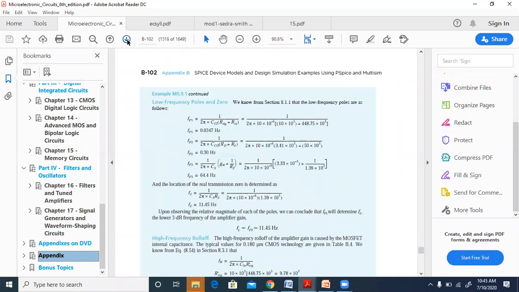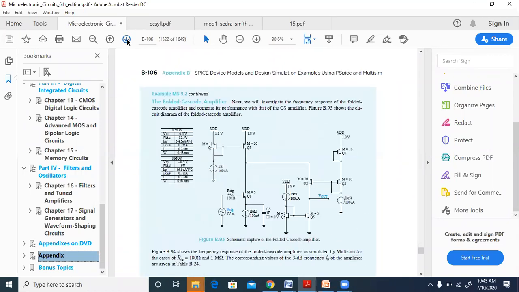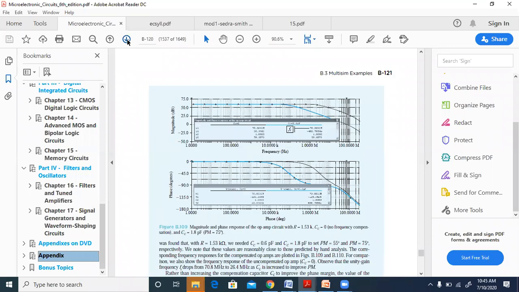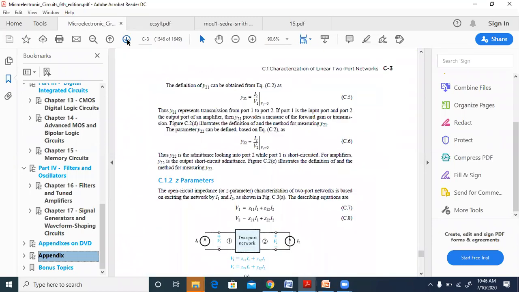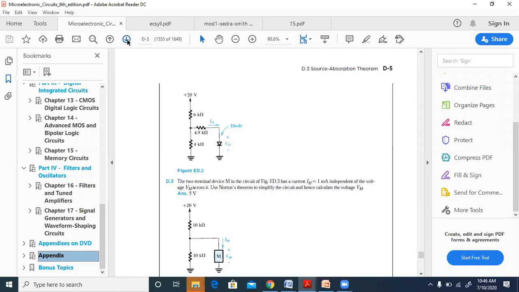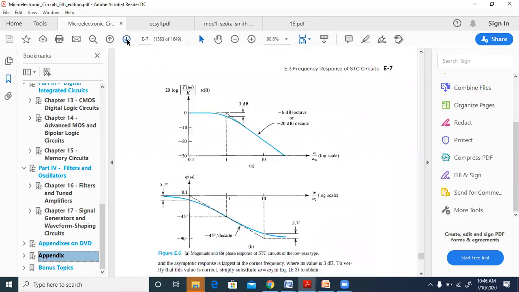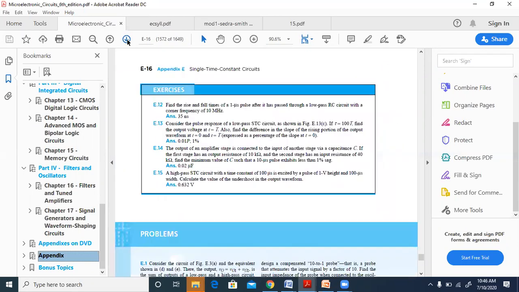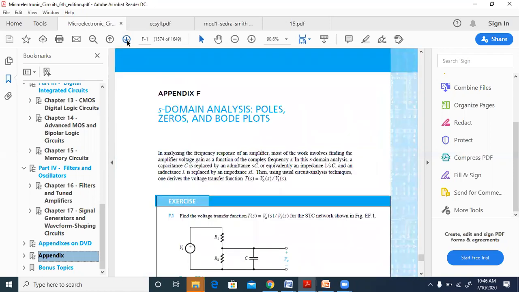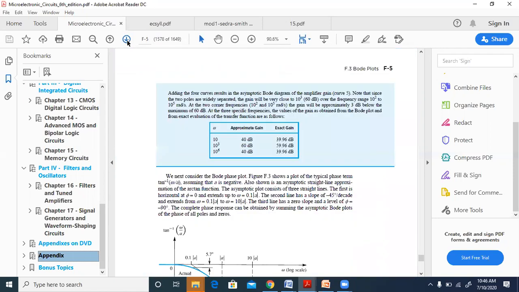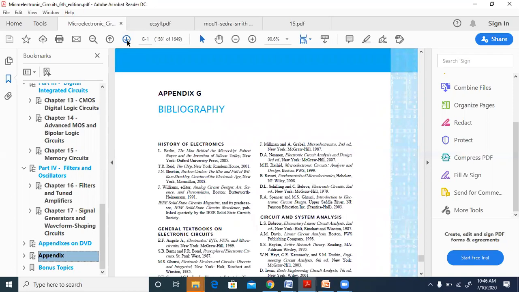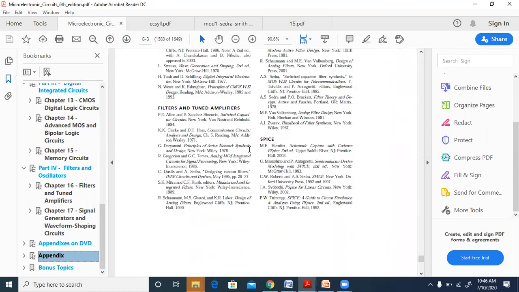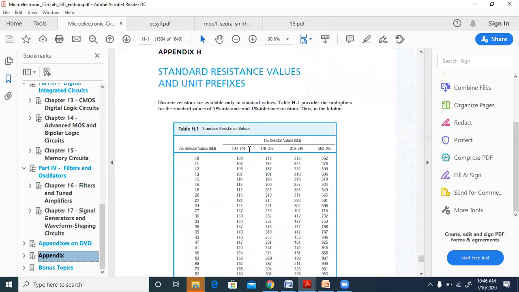Should I have kept it ready? Might be that would have been better. F is domain false. G is history. Okay, here it is, appendix H.